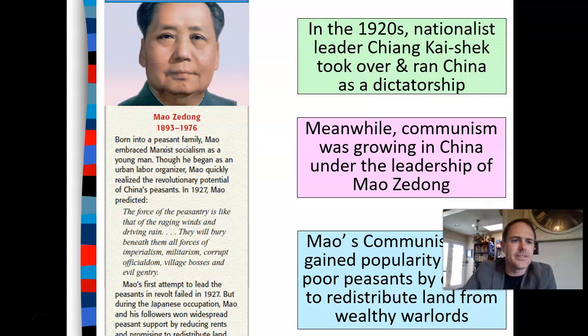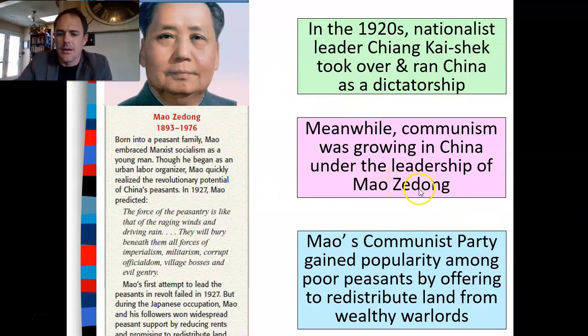And during this time, the Communist Party was gaining popularity among poor peasants. Why? The Communist Party offered to redistribute land from wealthy warlords. In fact, as it says under the left, Mao saw the revolutionary potential of China's peasants. He broke with more traditional Marxist teachings, and especially as interpreted by Lenin, who focused on the industrial workers as the vanguard of the revolution. Mao focused on the peasants.